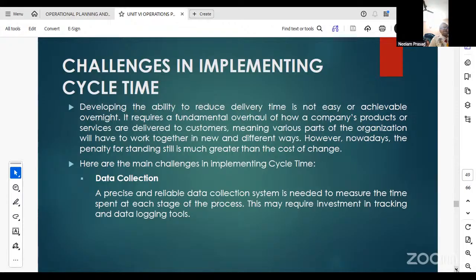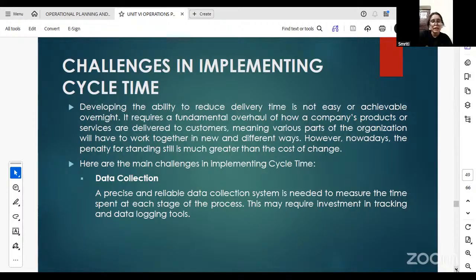Next, challenges in implementing cycle time. Developing the ability to reduce delivery time is not easy or achievable overnight. It requires a fundamental overhaul of how a company's products or services are delivered to customers, meaning various parts of the organization will have to work together in new and different ways. However, nowadays the penalty for standing still is much greater than the cost of change.